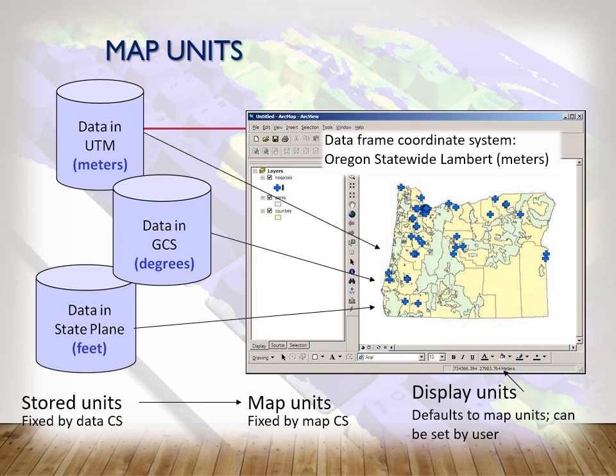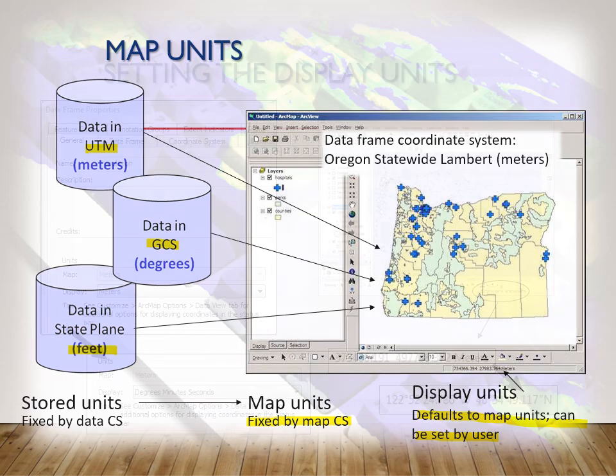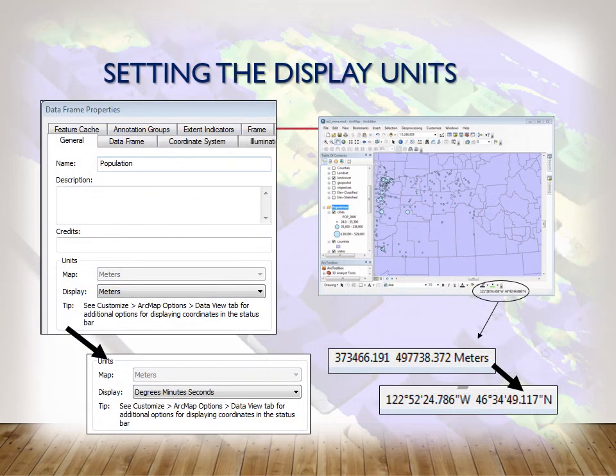So as a review, you have your data in a coordinate system. You have UTM, which is typically in meters, geographic coordinate system, typically decimal degrees, or degrees, minutes, and seconds. You can change that. Or sometimes state plane will use feet. So map units are fixed by the coordinate system. Display units you can change, and we'll show you how to do that in the lab.